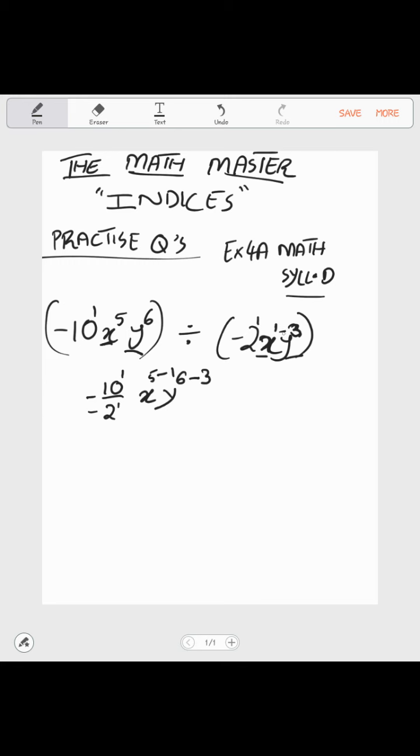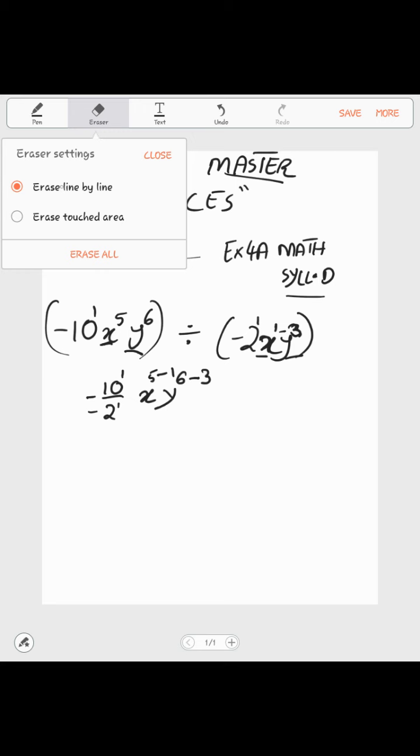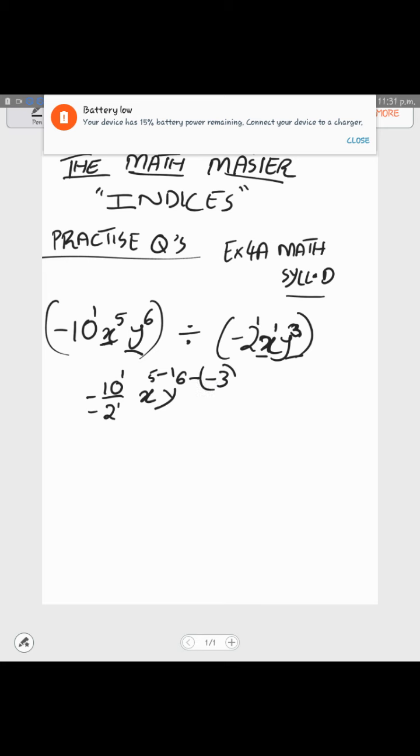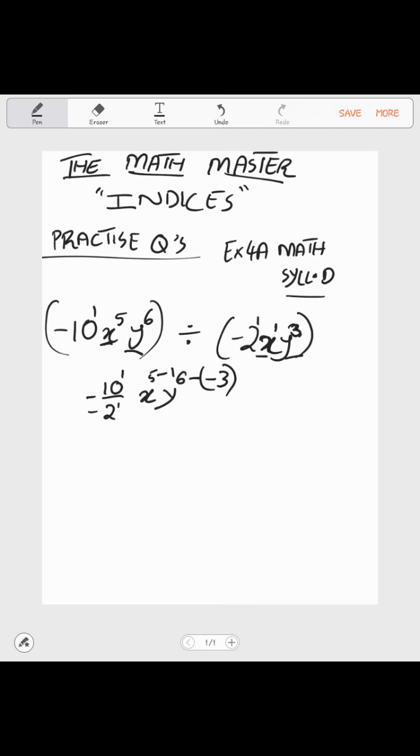Just assuming, if this were to be minus 3, what would be done over here? For your convenience, I'm going to write 6 minus minus 3. Sorry, my battery is low. Anyways, 6 minus minus 3 will give you the answer with a plus, so the minus signs will be cancelled. 10 divided by 2 would be 5, x to the power 4, and y to the power 6 minus 3 is 3. And just to note that this isn't minus, just 3. So this is your answer.